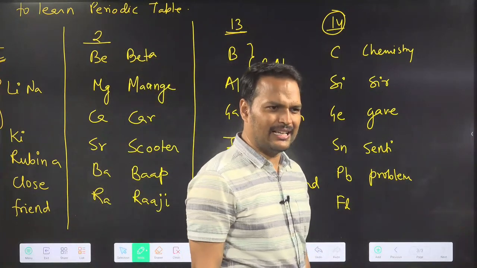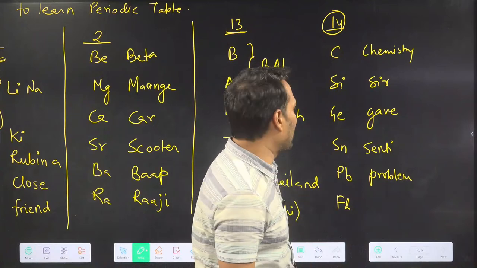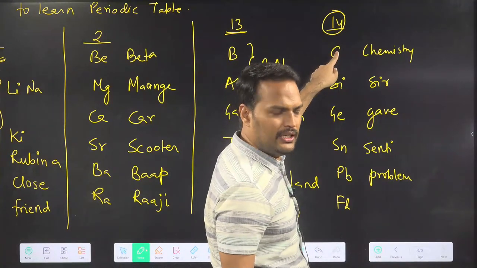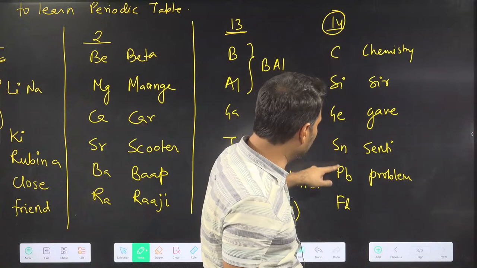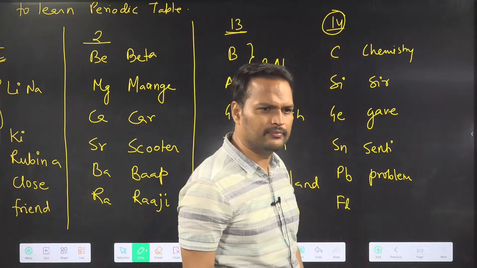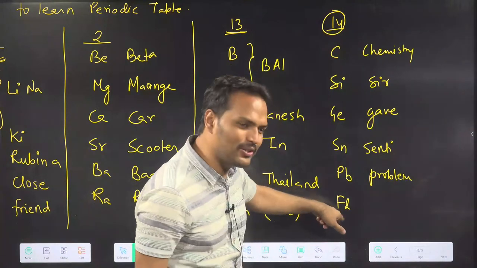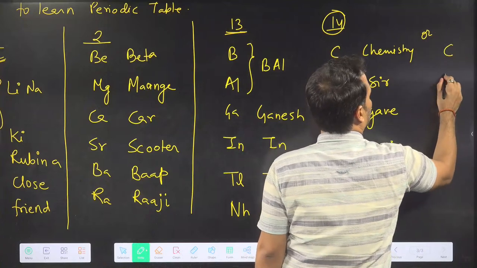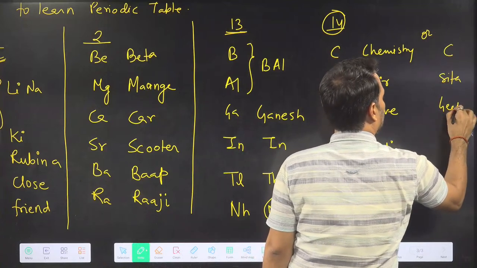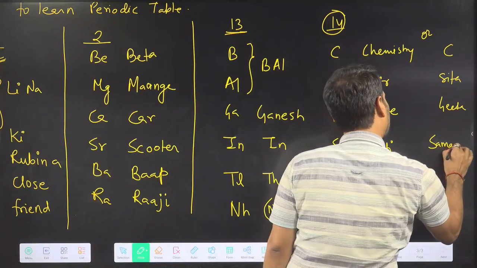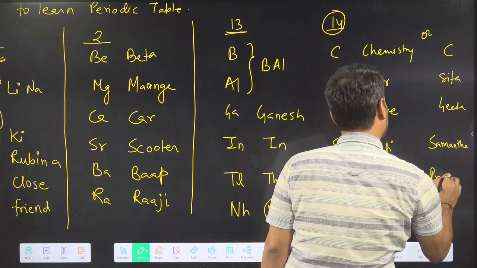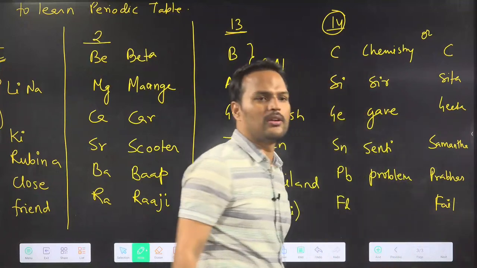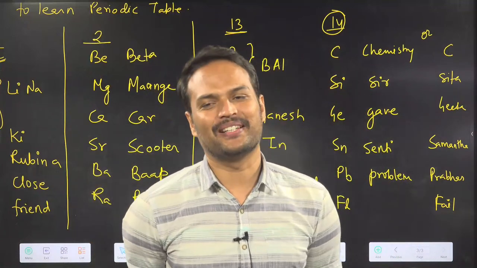Or they were saying like this also. There is another choice also: Flerovium, correct. This was like this, see, Sita, Gita, Samantha, Prabhas, all fail. This was also included. So I am writing this part also: Sita, Gita, Samantha, Prabhas, fail. This is also there.